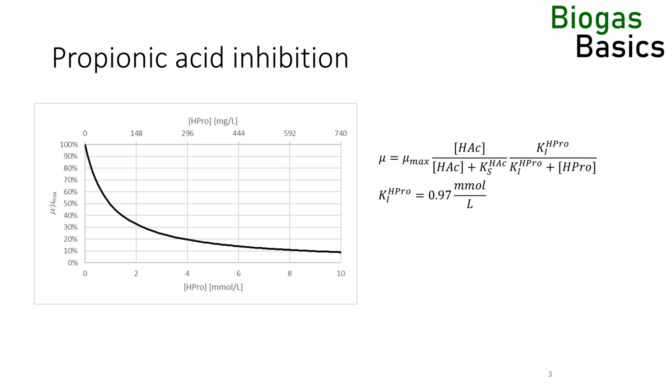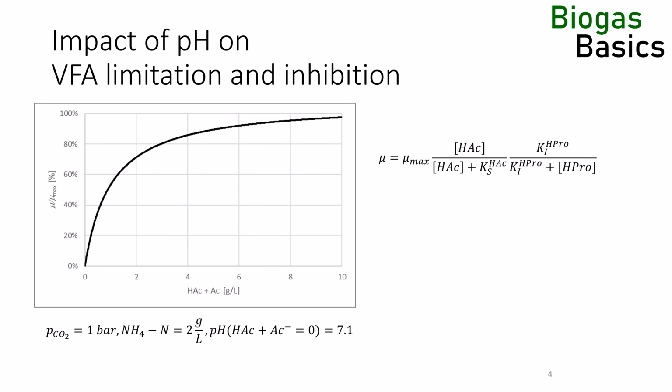If we want to investigate what happens to the growth rate when propionic acid accumulates in the digester, we need to discuss the impact of acid accumulation on the pH value first. Let's plot the relative growth rate, μ over μ max, over the total acetic acid concentration. Unlike in the last two graphs, here the concentration on the abscissa is the total acetic acid concentration, which is the sum of acetic acid and acetate, and not just the undissociated form. The total acetic acid is measured in a volatile fatty acid analysis. The conditions for this thought experiment are a pH of 7.1, and neither acetic nor propionic and no other volatile fatty acids are present.